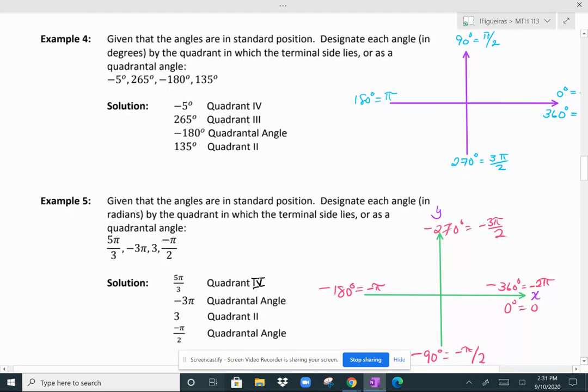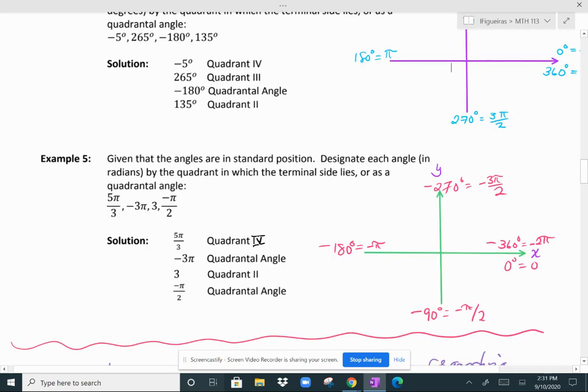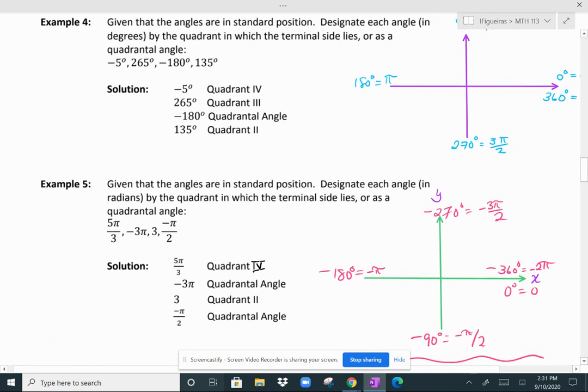So similar exercise, except I've given you the angles in radians. Given that the angles are in standard position, designate each angle in radians by the quadrant in which the terminal side lies, or is it a quadrantal angle? So we have 5 pi over 3. I've written my angles here counterclockwise, just to help with some of these negative ones that I have here, but I could also use this picture here to help me out.